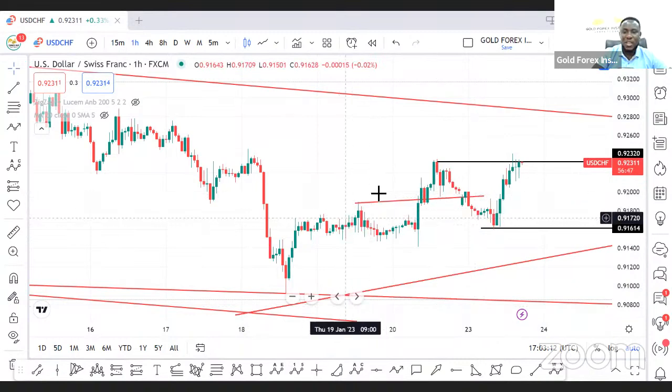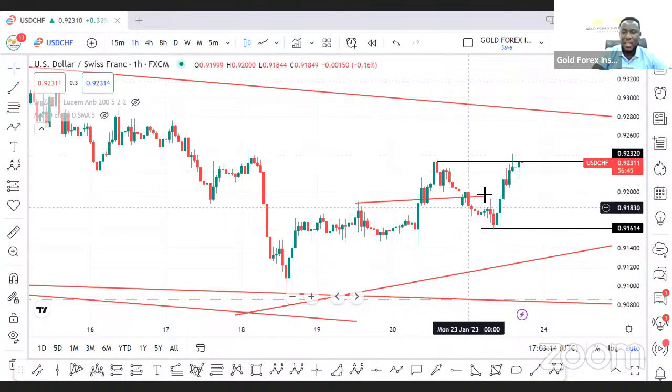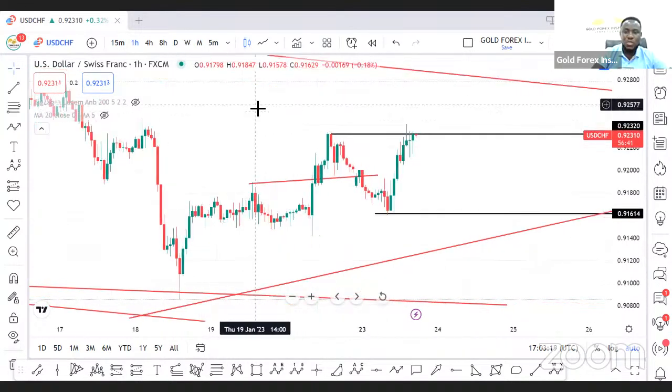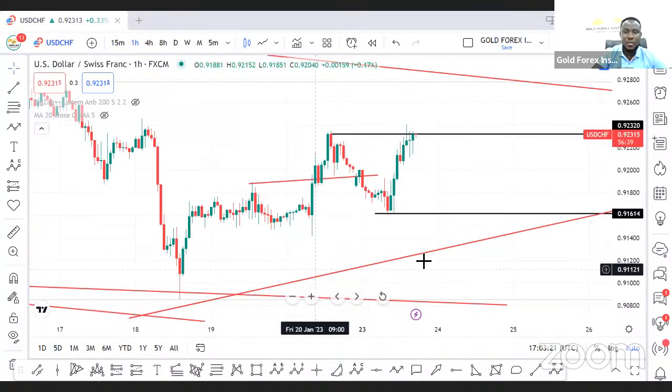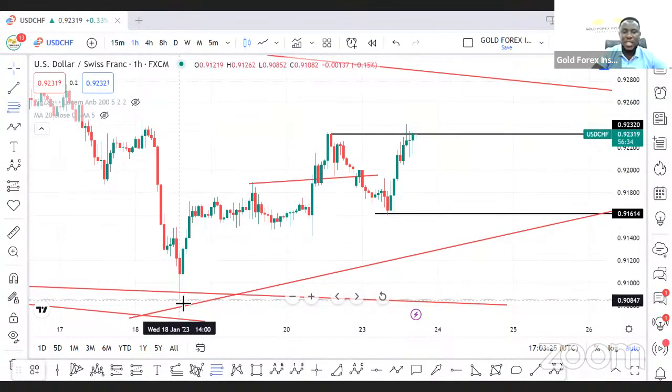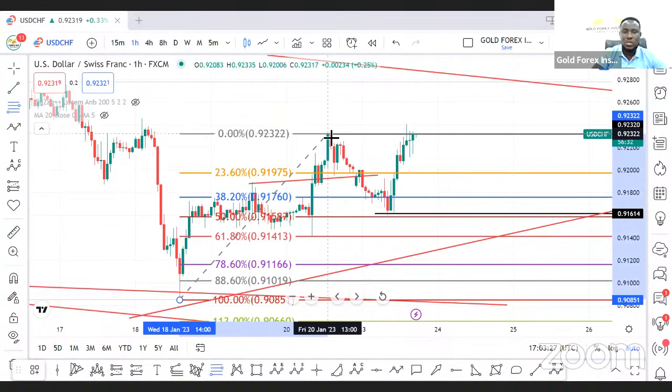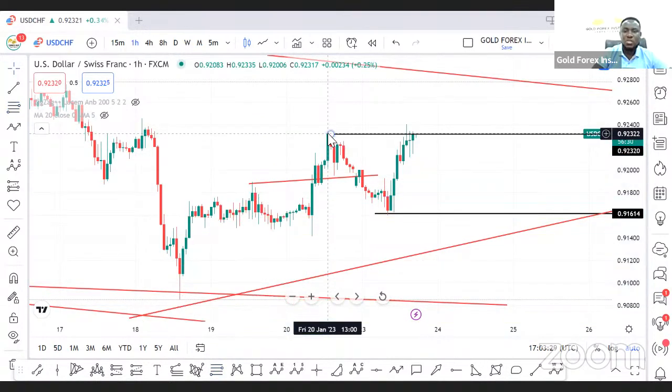There was a break of structure which formed a higher high. It came down to the demand zone. Now, when you put your FAB, let's put our FAB from the start of where it was to this level. Okay, so it came down.